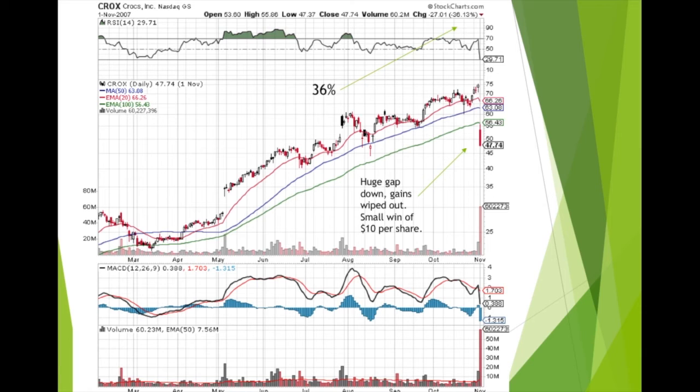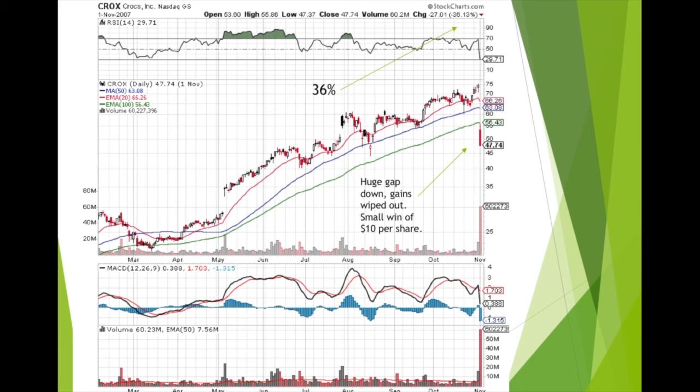Now, here's where things get nasty. Crocs gaps down 36%. If you sell on a close below the 100-day, you're selling it here. You still get a profit because you bought it here and you're selling it here. But you see a lot of your profits being evaporated in one day. This is one of the worst gap downs I've ever seen.